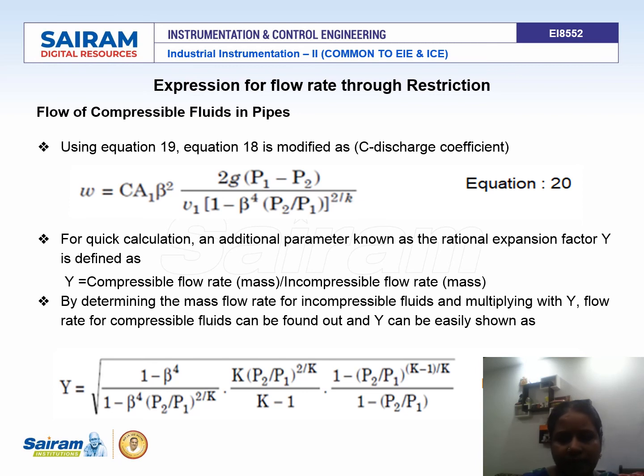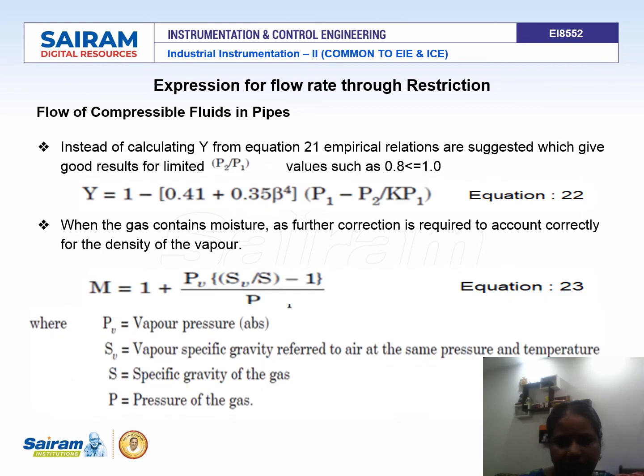An additional parameter Y is also defined, where Y equals the compressible flow rate divided by the incompressible flow rate. By determining the mass flow rate for incompressible fluids and multiplying with Y, the flow rate for compressible fluids can be found out, and Y can be easily shown as in equation 21. Then, substituting or calculating Y from equation 21, empirical relations are suggested which give good results, so that Y is given by equation 22.